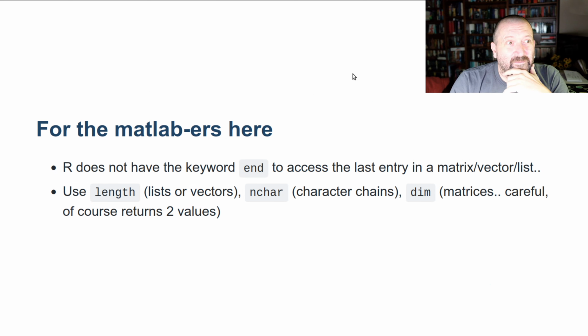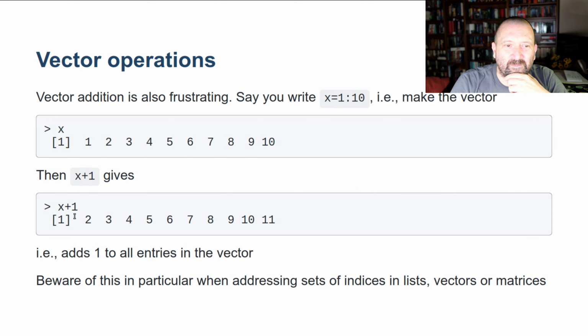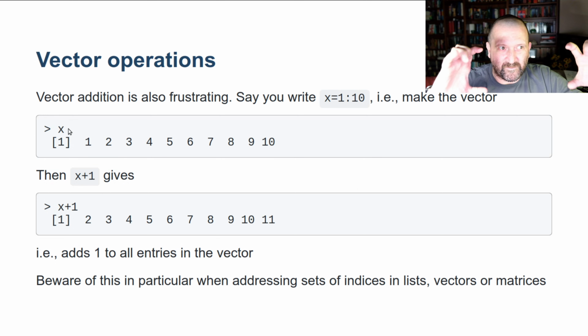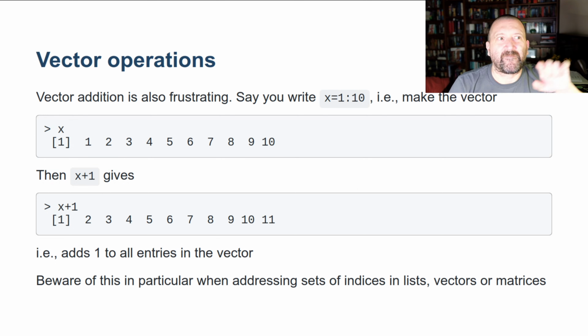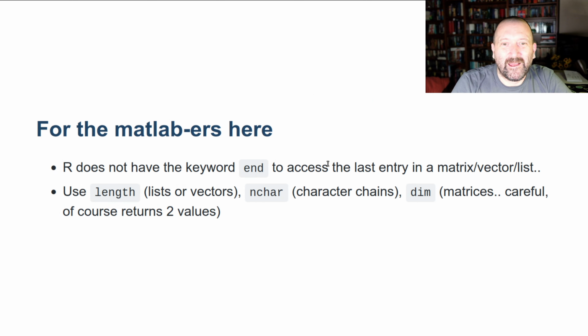For those of you who come from MATLAB, there's no keyword end. That was one of my biggest frustrations when I started using R. There's no end to access the last entry. So typically, if you have a list or vectors, you can use length of the vector. So if you want the last entry in this vector x, for example, you would say x of, with square brackets, length of x, and that would give you 10 here or 11 here.